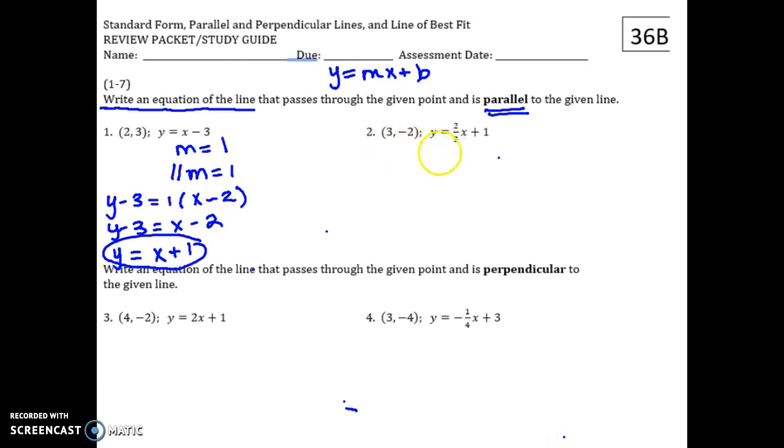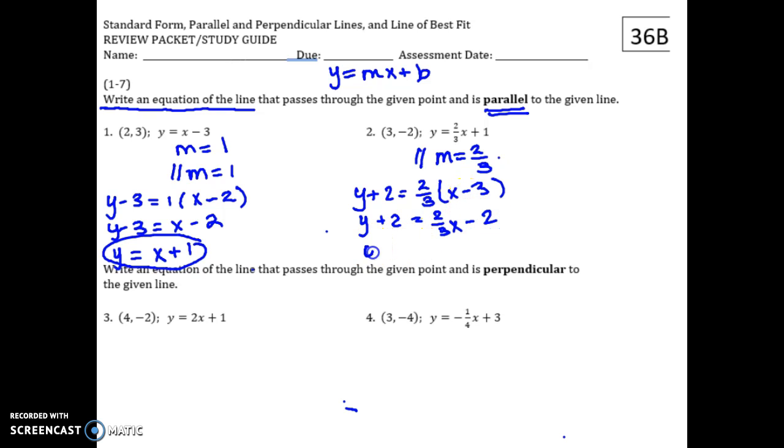Okay, number 2, my slope here is 2/3. So again, my parallel slope would also be 2/3. I use that with point slope form. So it's y plus 2 is equal to 2/3 times x minus 3. I distribute here and get 2/3 x minus 6/3, so it's minus 2, and then I subtract 2 from both sides, so y is equal to 2/3 x minus 4.